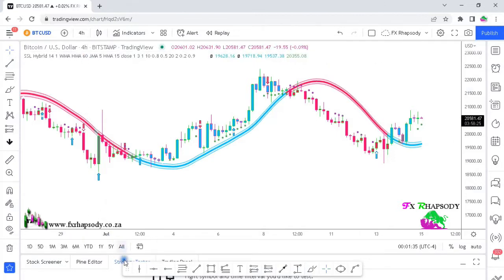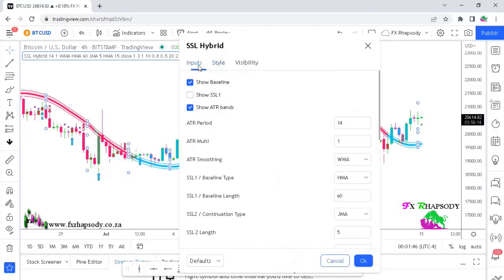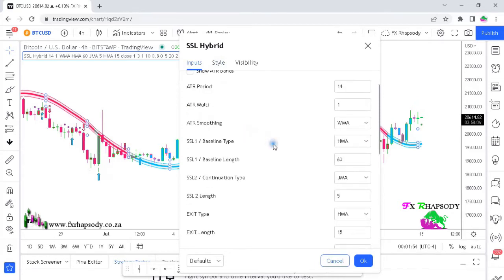So what we want to do is look at our settings. If I go too fast in the settings, I don't want to make this video too long, so just pause the video and make sure that your settings are also the same. We want to take out the show ATR bands. We're going to be looking at our baseline length, which will be not a 60, but we're going to change it to a 46. There we go.